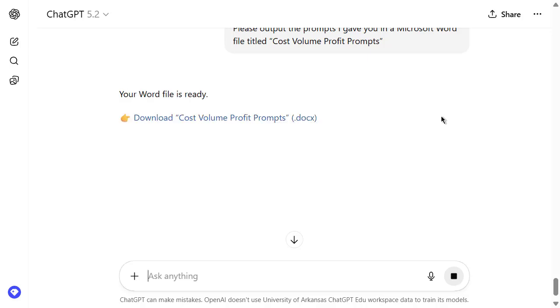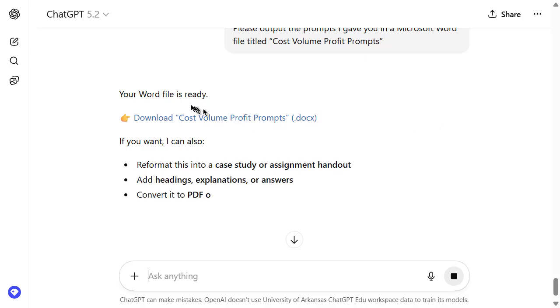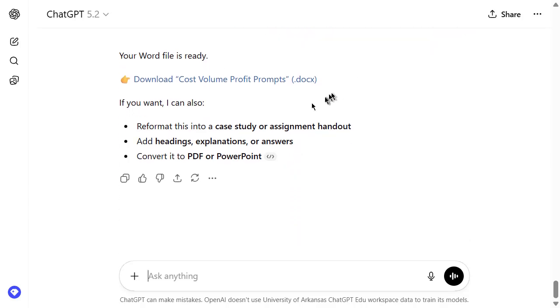Might be good. And so sometimes it will print it out as a Word file. Other times I can just ask it to output it to the screen. But this works great for our purposes. So this completes this lab.